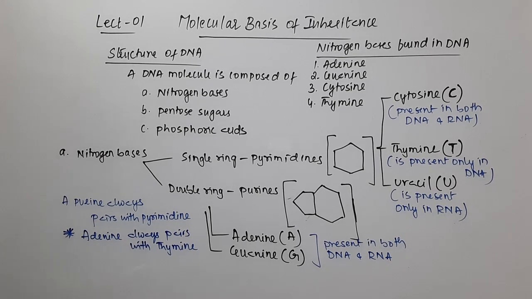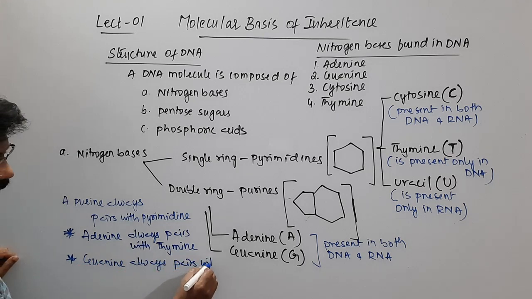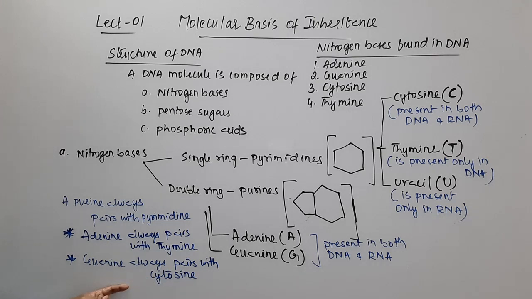And next, we'll see about guanine. So guanine always pairs with cytosine. Guanine always pairs with cytosine. So I'm talking about the case of the DNA molecule, right? Adenine will pair with thymine, and guanine will pair with cytosine.